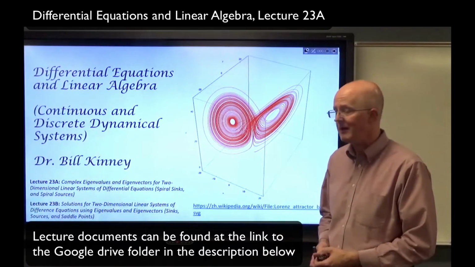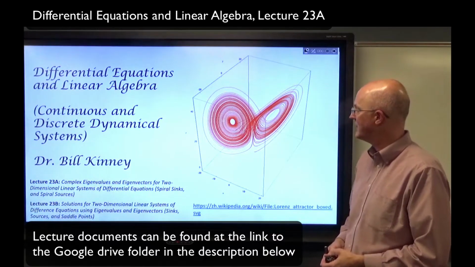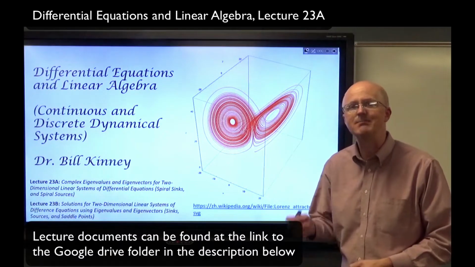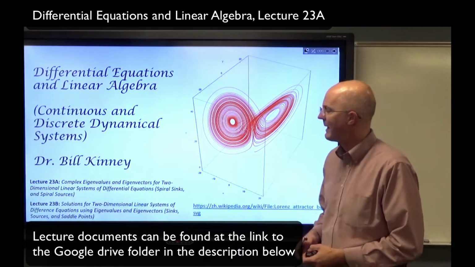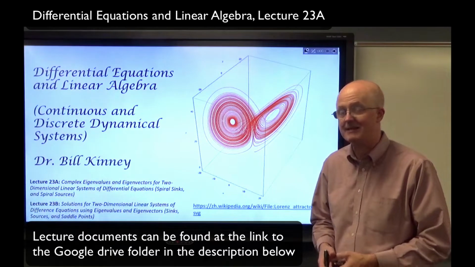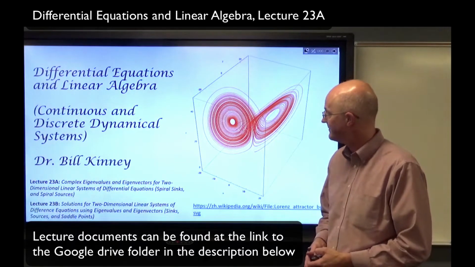We've been looking at real eigenvalues and eigenvectors for two-dimensional linear systems of differential equations. Instead of getting straight line solutions, we get spiraling behavior. We're going to look at spiral sinks and spiral sources. There's also something called a center that I'm not really going to focus on in this lecture. It will come in the next lecture.